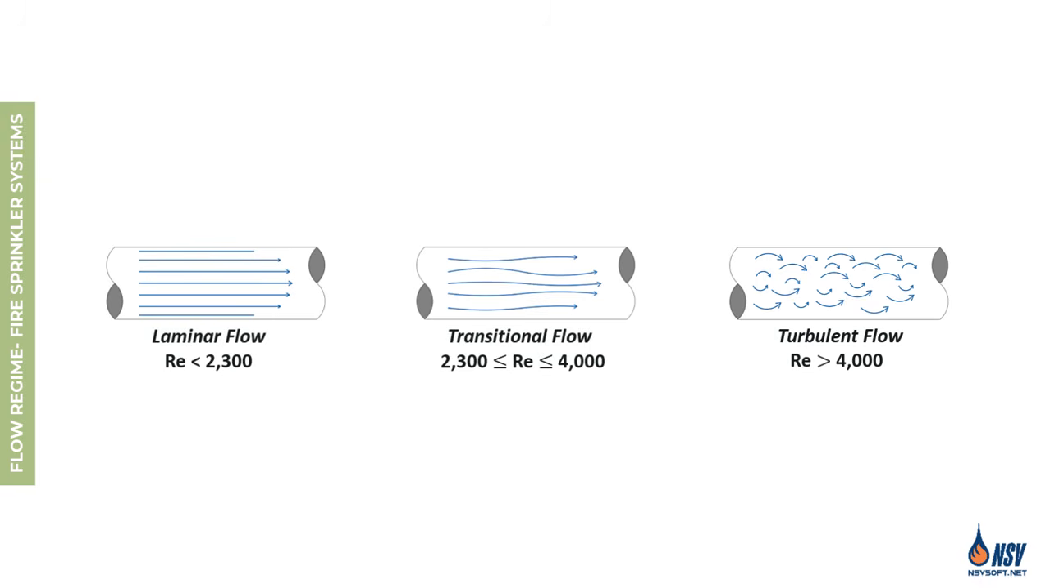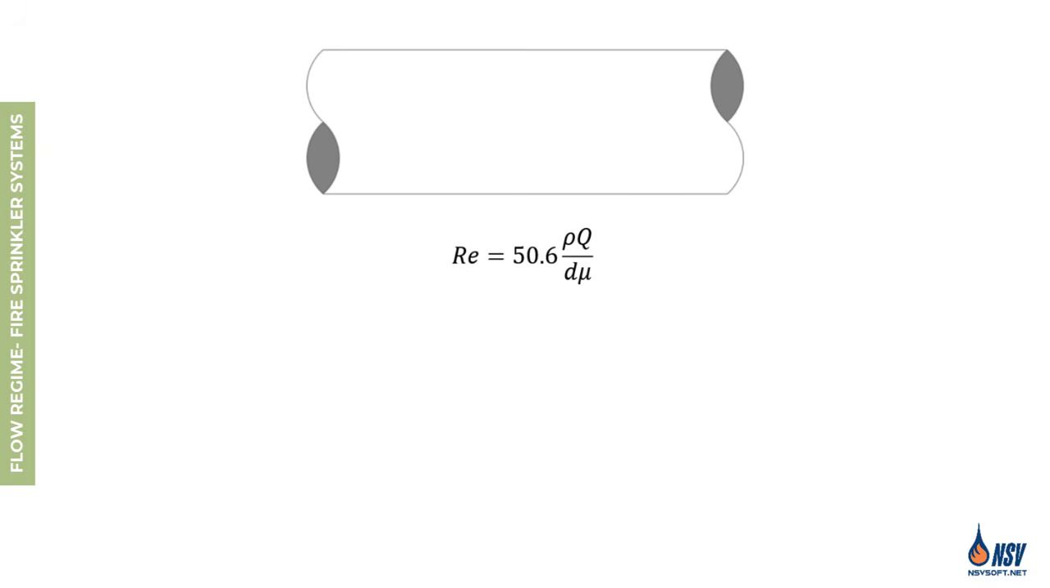As we discussed earlier in this video, fluid flow inside pipes can fall into three regimes: laminar, transitional, or turbulent. Now the question is, which one actually occurs in fire sprinkler systems? To answer that, let's walk through an example and calculate the Reynolds number for typical sprinkler flows. Consider a 1-inch Schedule 40 steel pipe carrying 20 gallons per minute of water at 50 degrees Fahrenheit.